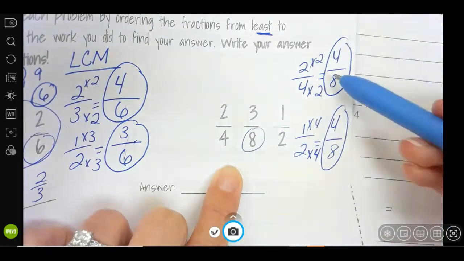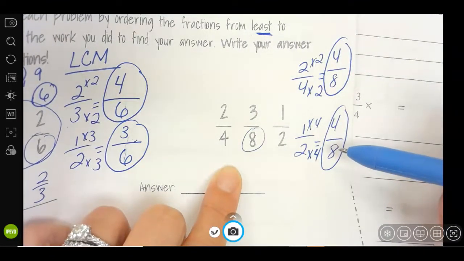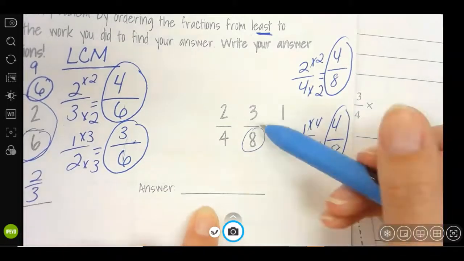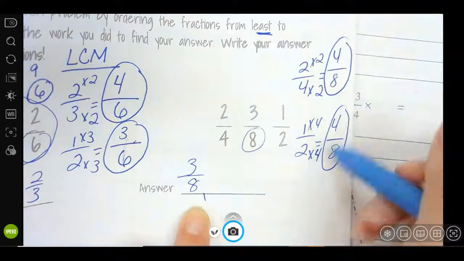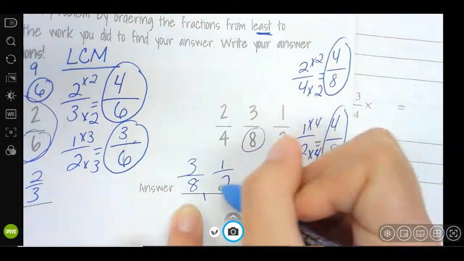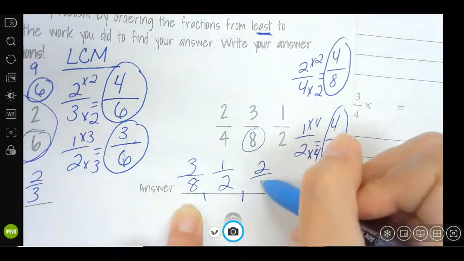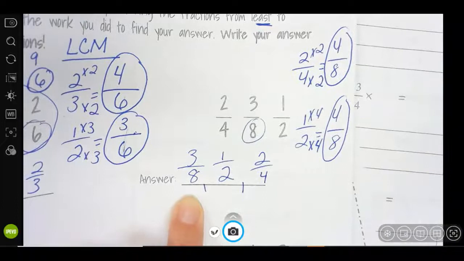Jack, what did you say about these two fractions? They're the same. So what fraction would go first? 3/8 comes first. And then it doesn't matter. We can do 1/2. We can do 2/4. Or you can switch them because they are equal to the same thing. 1/2 is equal to 2/4. Okay?